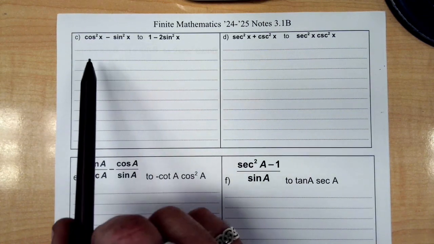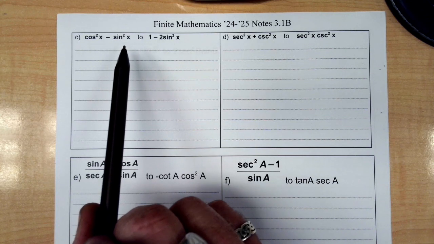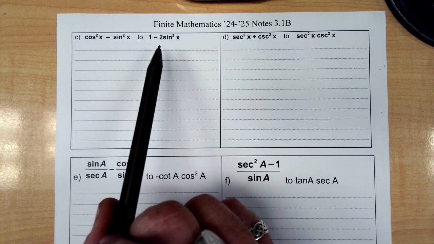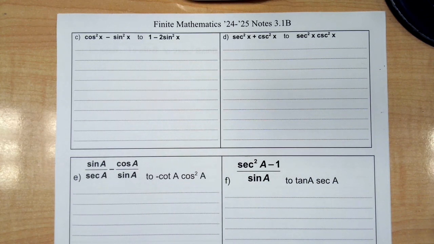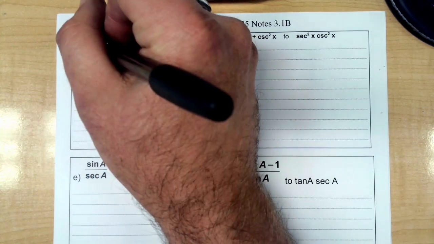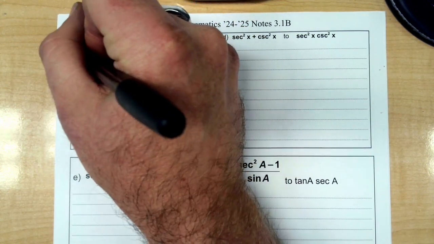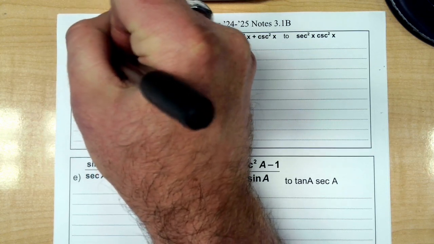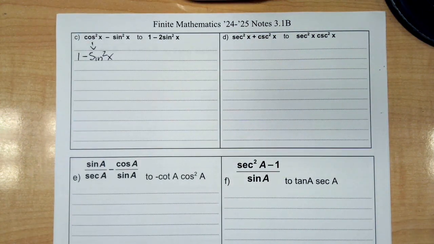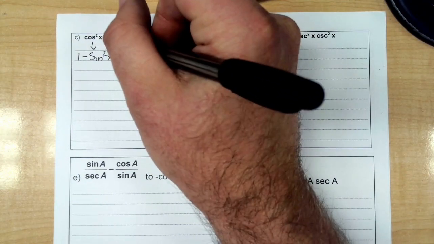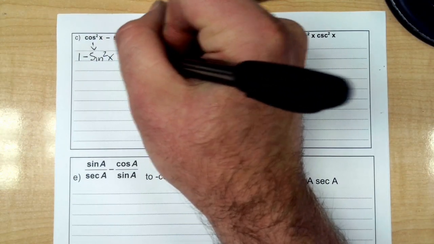So, first example, we're looking at cosine squared of x minus sine squared of x, and we need to turn it into 1 minus 2 times sine squared of x. Well, looks like our target has only sines, so I would love to be able to turn that cosine squared into a sine squared. Luckily, one of our trig identities says that since sine squared plus cosine squared equals 1, then the cosine squared part could turn into 1 minus sine squared of x. The minus sine squared of x from up here is still going to be present.